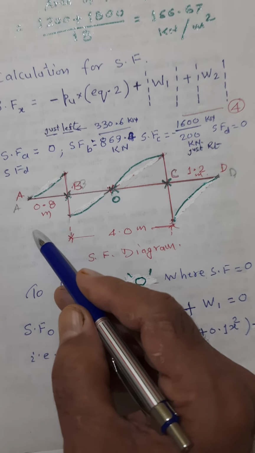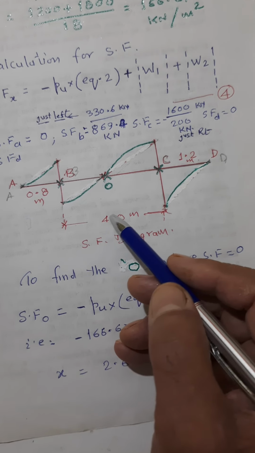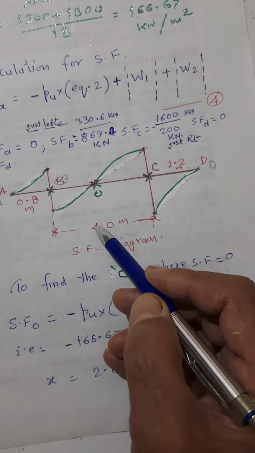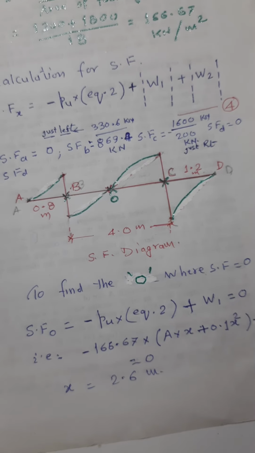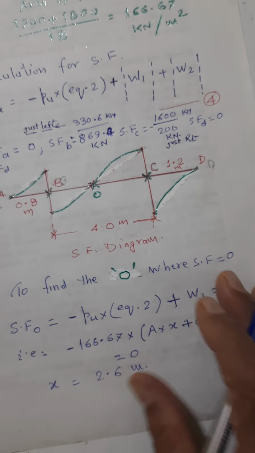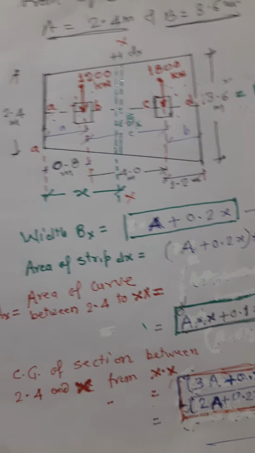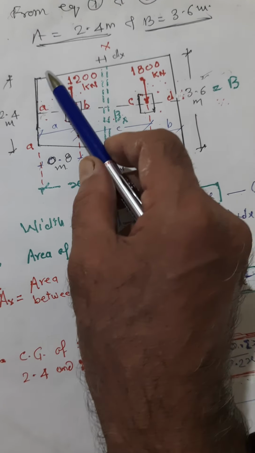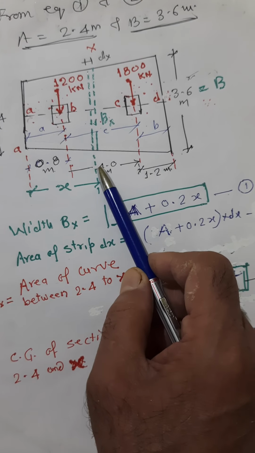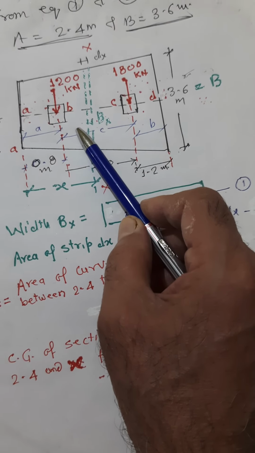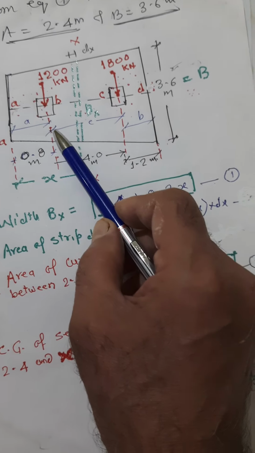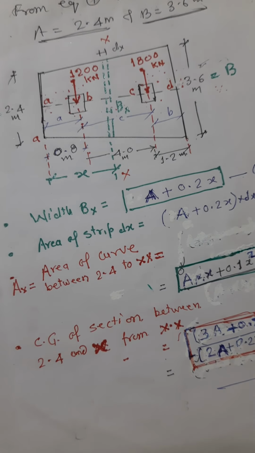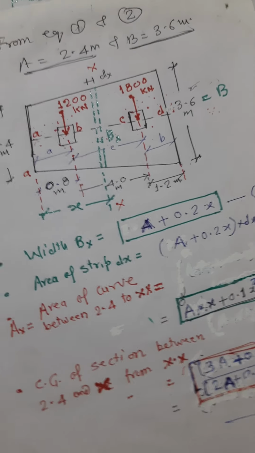Find the point, that is Pu into x minus W1 must be equal to 0. Again I will just show you this figure. Upward pressure into this much area of distance x minus W1, minus this plus W1 must be equal to 0, so that here you will find the shear force is 0.